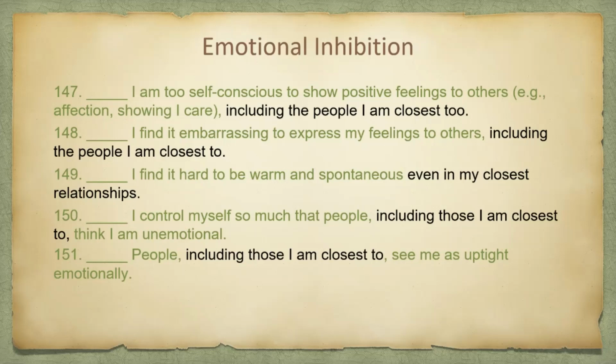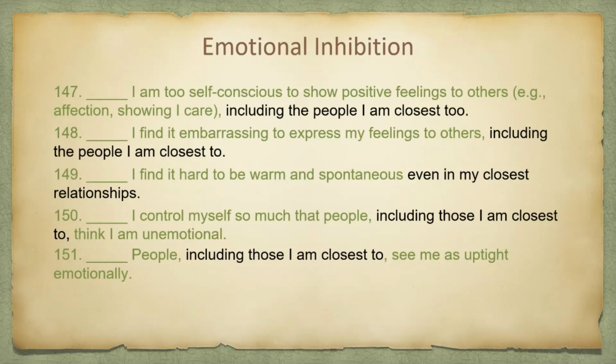And so I'm too self-conscious to show positive feelings to others. For example, affection, showing our care, including the people I'm closest to. That addition is going to distinguish between someone who is introverted, who may say, yeah, I don't show positive feelings to others, but we don't know if in their intimate personal life that also holds up. If it does, I think that's going to highlight the avoidant attachment issue. And that's going to be more of an early maladaptive schema than it is a measure of introversion.